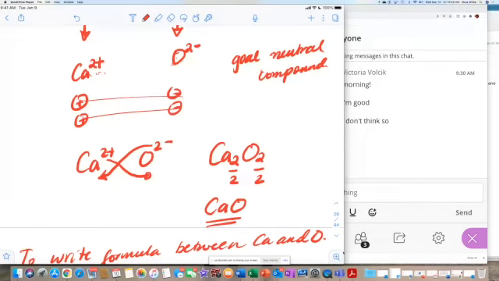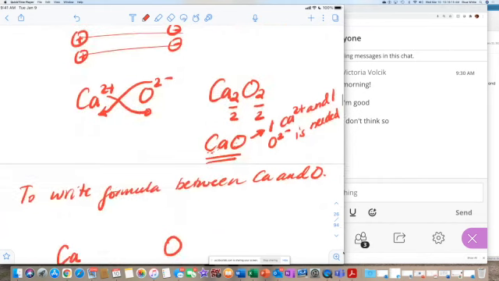And this is just saying to make a neutral compound, you need one of each ion, okay? So 1 calcium ion and 1 oxide is needed to make a neutral compound.